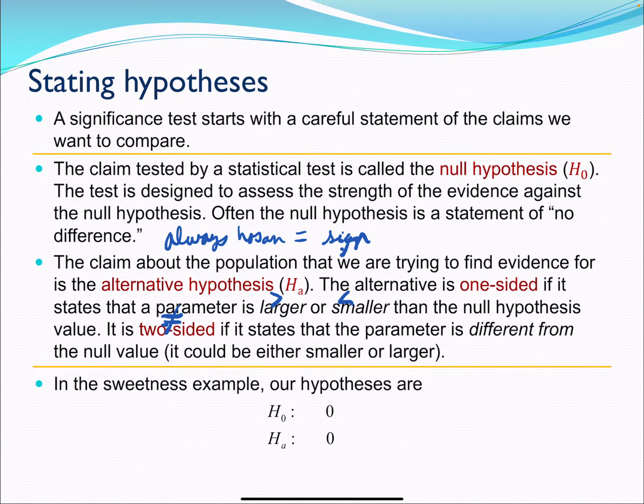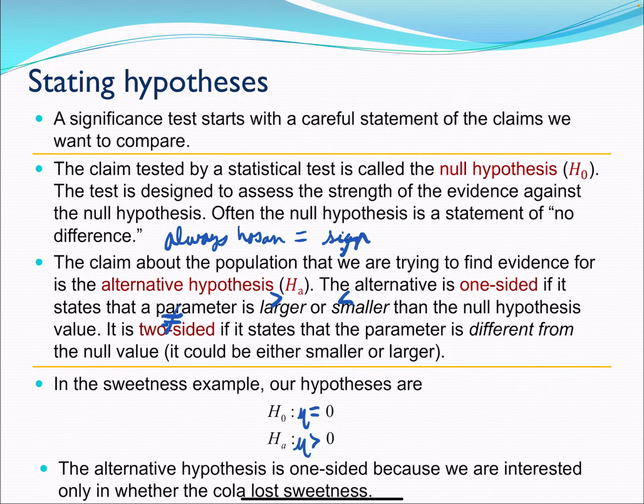So in our sweetness example, our null hypothesis was that our mean equals 0, and our alternate hypothesis was the mean is actually greater than 0, meaning that sweetness was lost. This is a one-sided test because we're interested in only whether the cola lost sweetness. It would be two-sided if we were interested if there was just a change in sweetness, but that's not this hypothesis test.